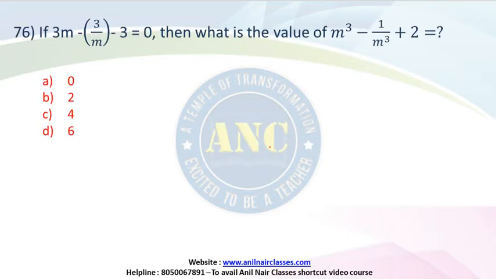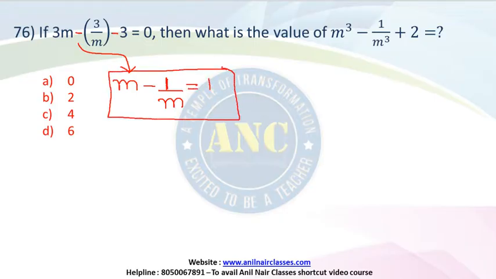Next, question number 76. Now this is also a very easy question. 3m minus 3 by m minus 3 equal to 0. Now everywhere 3 is there. Why have that 3 unnecessarily? Divide everywhere by 3. It becomes m minus 1 by m minus 1 equal to 0. If I shift that minus 1 to the right hand side, it becomes plus 1. That means I know the value of m minus 1 by m as 1.